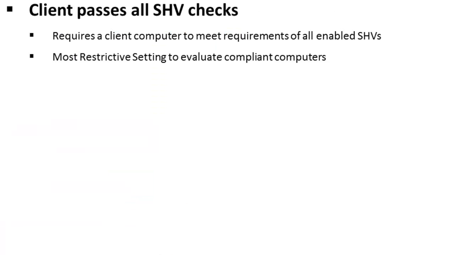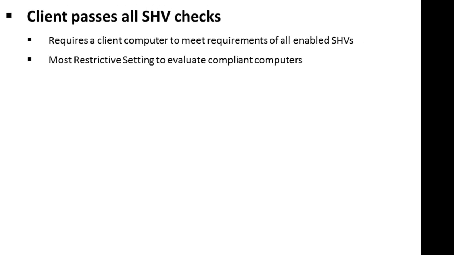An SHV check is an evaluation of the client computer against all requirements of the SHV. For example, the Windows SHV can check client computers for multiple software requirements and settings. A client computer needs to meet all the requirements of the SHV to pass the SHV check.